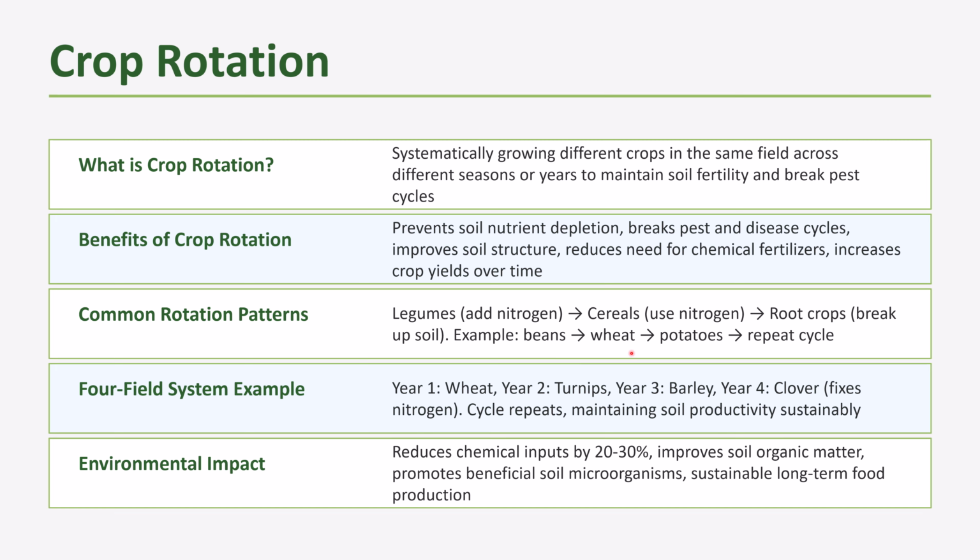Common rotation patterns: legumes add nitrogen, cereals use nitrogen, root crops break up soil. Examples: bean, wheat, potatoes, repeat the cycle. Four field system example: year 1 wheat, year 2 turnips, year 3 barley, year 4 clover fixes nitrogen, then the cycle repeats, maintaining soil productivity sustainably. Environmental impacts: reduces chemical inputs by 20 to 30%, improves soil organic matter, promotes beneficial soil microorganisms, sustainable long-term food production.